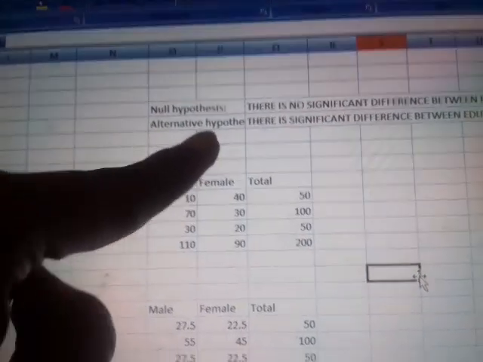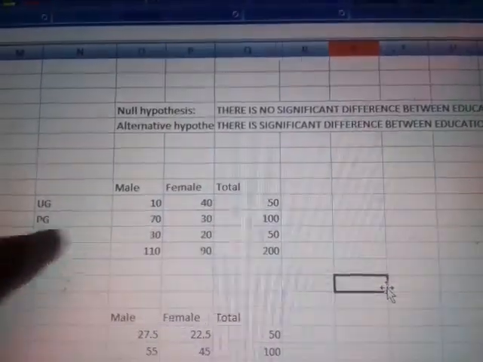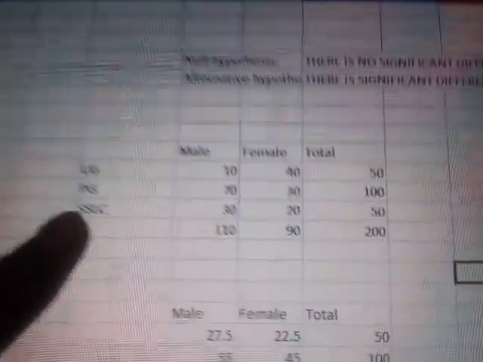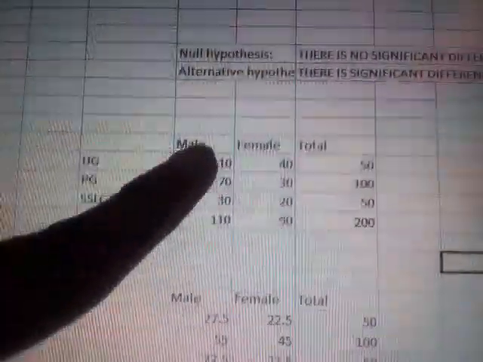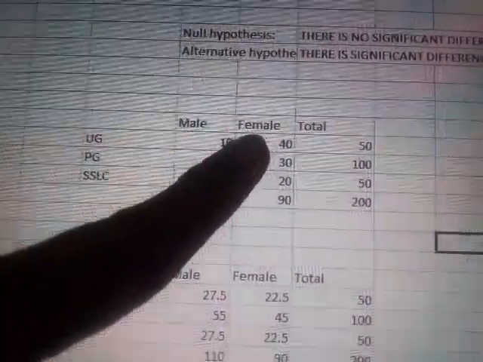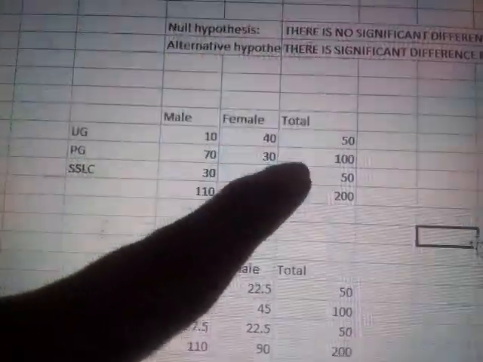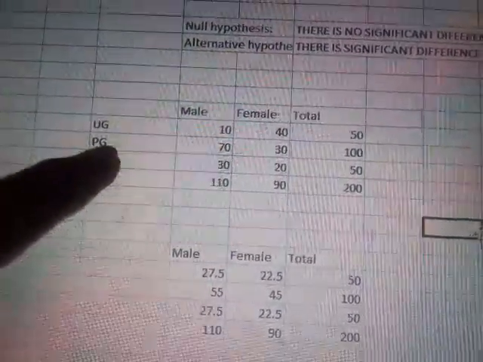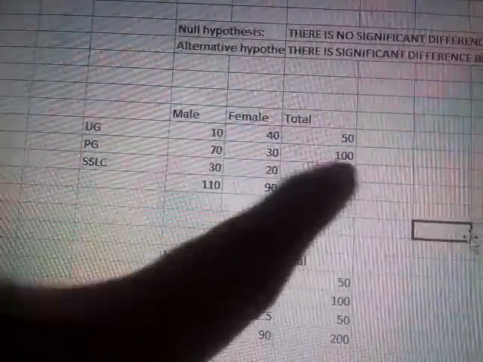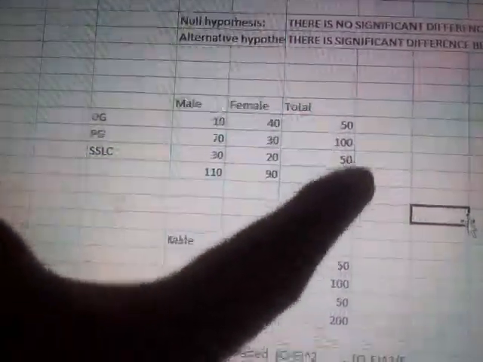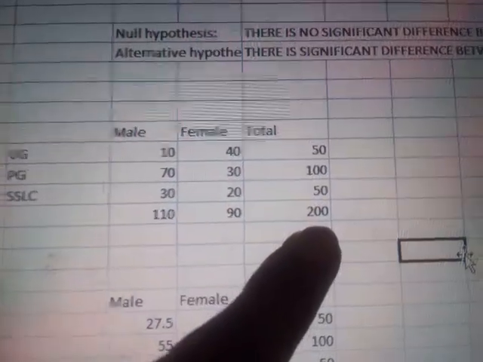See the next example. Here I have taken education: UG, PG and SSLC, for male and female. For UG, male is 10 and female is 40, total 50. For PG, 70, 30, 100, and SSLC 30, 20, 50. The total number of respondents I got is 200.